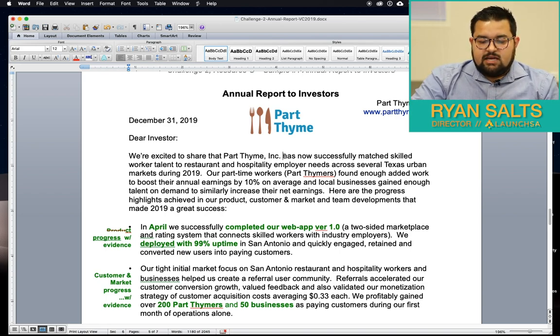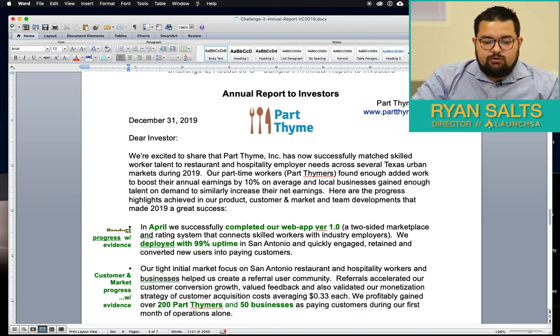So in this first sentence, I actually say part-time matched skilled worker talent to restaurant and hospitality employer needs across Texas and other urban markets in 2019. At a very high level, you probably have at least some idea of what we do.